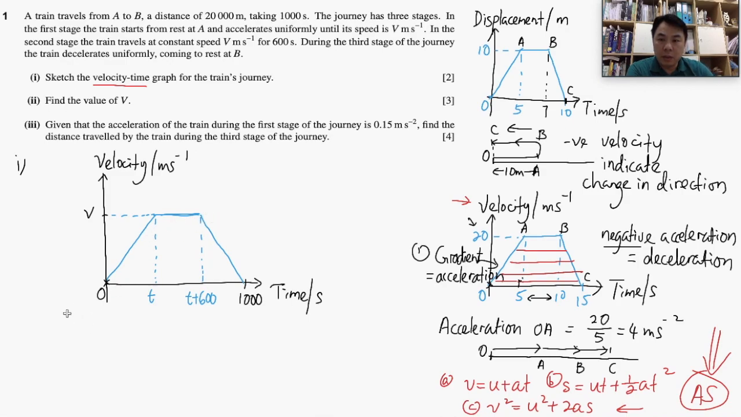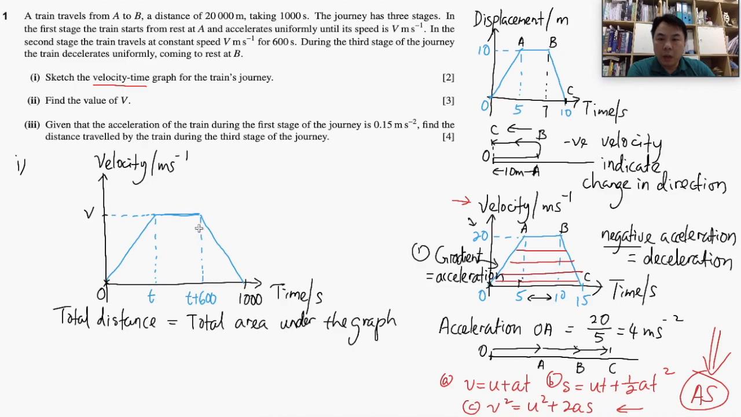Now the total distance is represented by the total area under the graph.